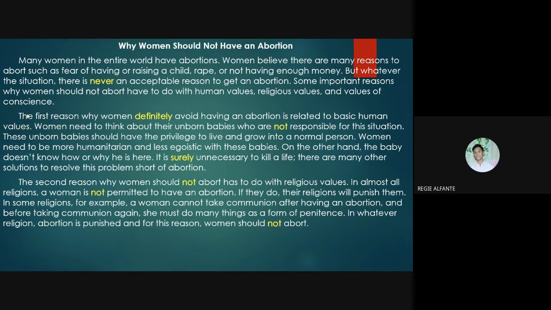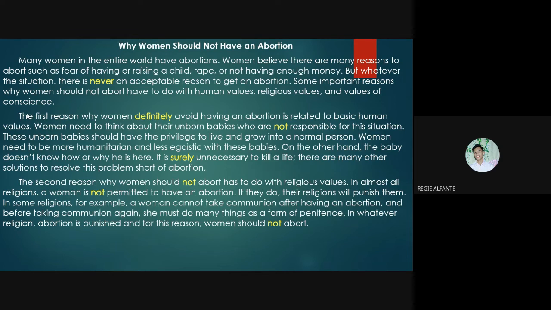Women need to think about their unborn babies who are not responsible for this situation. Not here negates that the baby has the responsibility for the situation. It is surely unnecessary to kill a life. There are many other solutions to resolve this problem short of abortion. So surely affirms that it is unnecessary to kill a life.